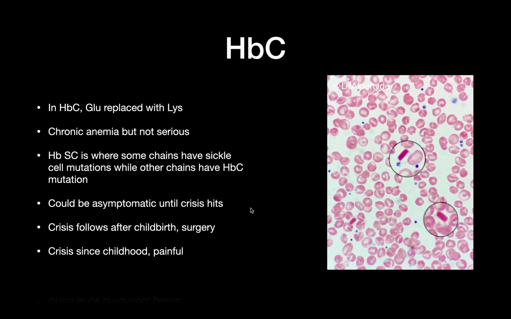So HBC, hemoglobin C, is when glucose is replaced with lysine. So it is a chronic anemia, but is not as bad as the sickle cell trait. And this is a trait where some chains have the sickling cell mutation, where other chains have a HBC mutation. This can be asymptomatic until a crisis hits, and a crisis usually follows after childbirth or after surgery. And patients usually have a history of crises since childhood, and they are quite painful. But if they don't suffer from an infarctic crisis, no specific therapy is required.